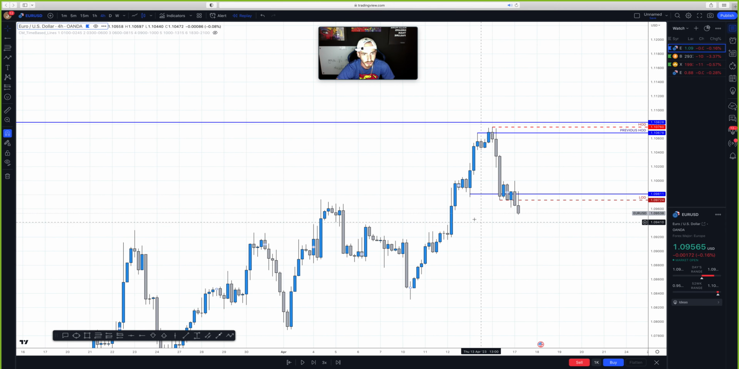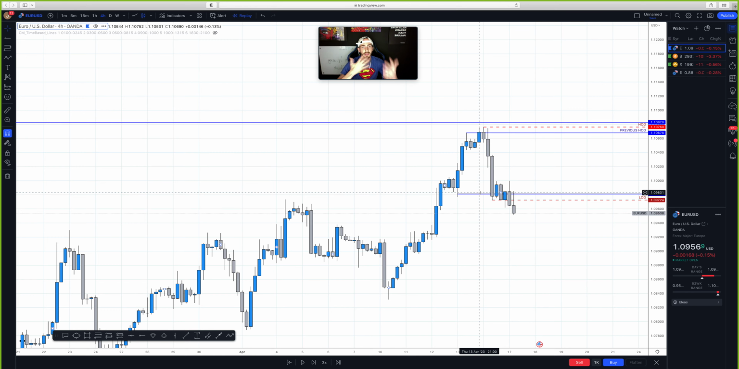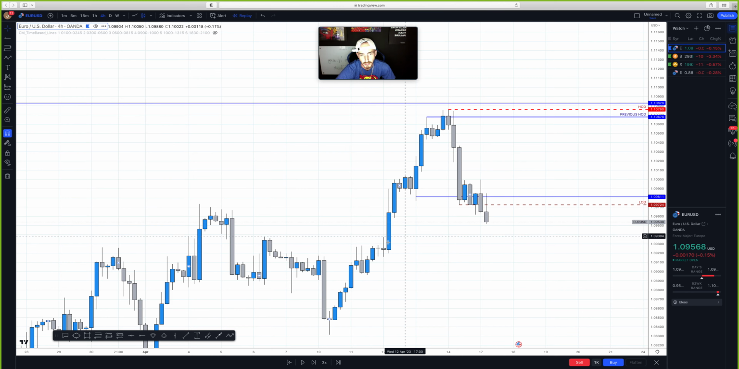So let's break down this pullback here. Just keeping in mind that we're having a pullback, we've got to ask ourselves, where's the pullback going to go? And that's literally what we're going to see right now. So where is the next area of demand that the pullback could go to continue to move to the upside? It's going to be this previous contrary candle before this push.